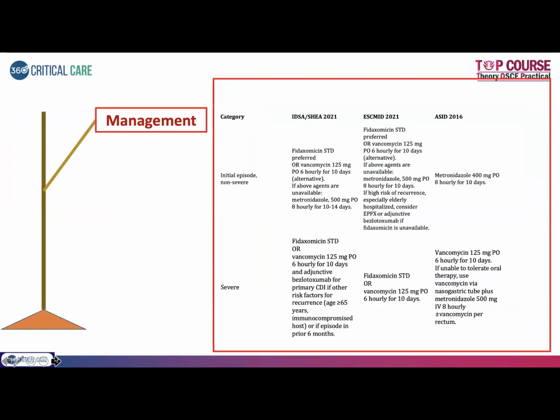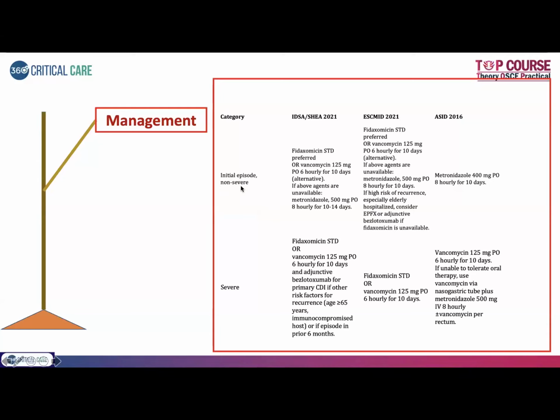So what are the management strategies? When we look into the different guidelines, the IDSA or the SHEA guidelines are the guidelines that we normally follow. The European, this is Australasian guidelines. Each guideline differs in its management. Normally what we follow is the IDSA guidelines.